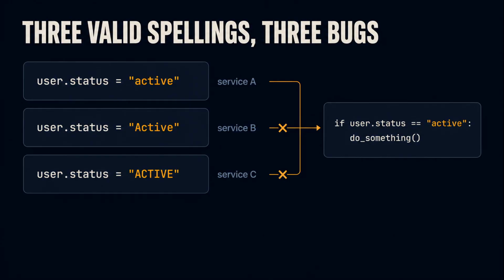All 3 are valid Python. All 3 pass code review. All 3 deploy. And somewhere downstream, a switch statement only matches one of them. 3 valid spellings, 3 potential bugs, 0 compile time protection.